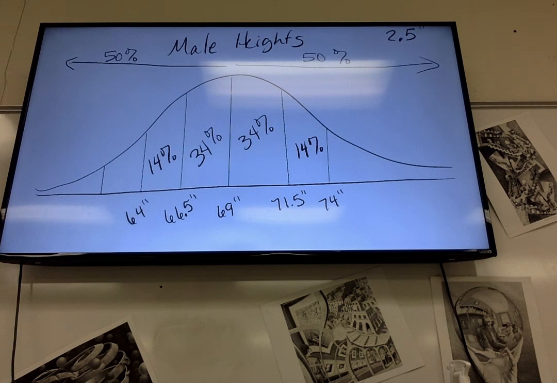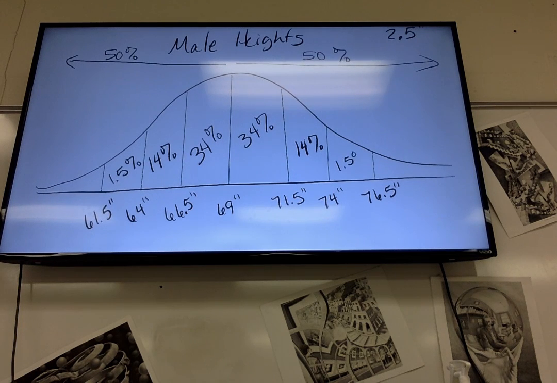Do it again. Another 2.5. 61.5 inches and 76.5 inches. And those are 1.5%. And that last little spot that we don't have is 0.5% on each side. Now, what do you suppose we get if we add up all those percentages? 100. Yeah, good. 100% is what we would get if we add all those up.